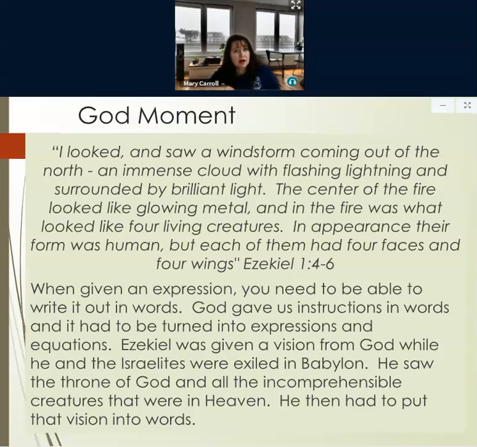And we have talked about how God does word problems. And in this case, God showed Ezekiel the heavens, and Ezekiel had to write it in words. So it was opposite of what we normally have from God. So when given an expression, you need to be able to write it out in words. God gave us instructions in his Bible, and it had to be turned into expressions or equations. Ezekiel was given a vision from God, and while he and the Israelites were in exile in Babylon, he saw the throne of God and all the incomprehensible creatures that were in heaven. He had to put the vision into words.